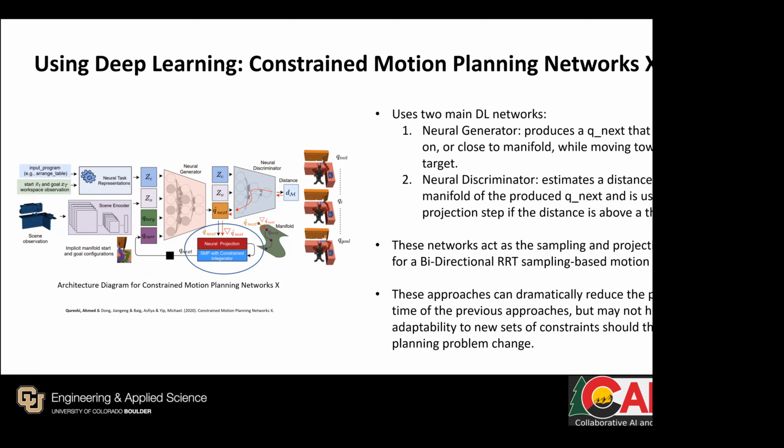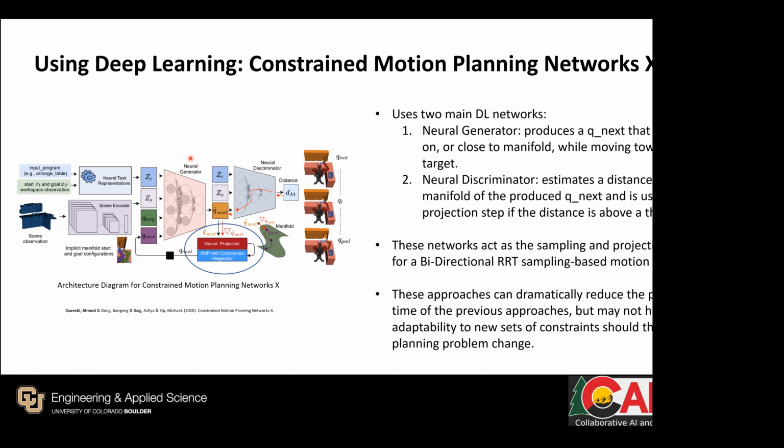So more recent techniques forgo the use of these analytically approximate techniques, at least during runtime, by using learning approaches, using deep learning approaches for estimating the next point to extend towards during the RRT graph construction. In Ahmed Qureshi's Constrained Motion Planning Networks X, 2 deep learning networks are used to provide extension points for the growing RRT portion of the algorithm.